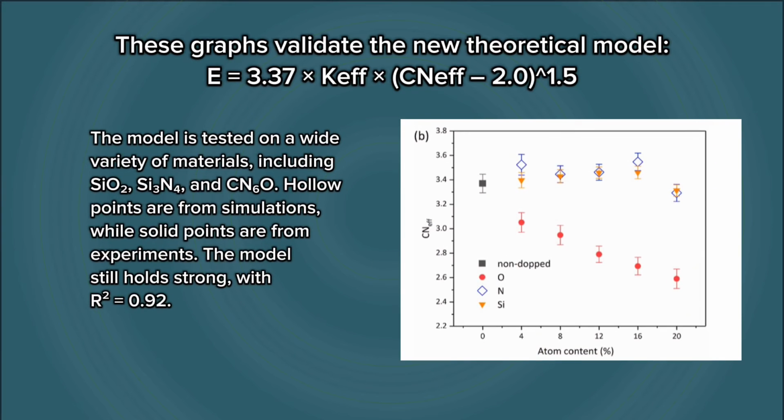This model is tested on a wide variety of materials including silicon oxide, silicon nitride, and silicon nitride oxide. Hollow points are from simulations, while solid points are from experiments. The model still holds strong with R-squared equal to 0.92.